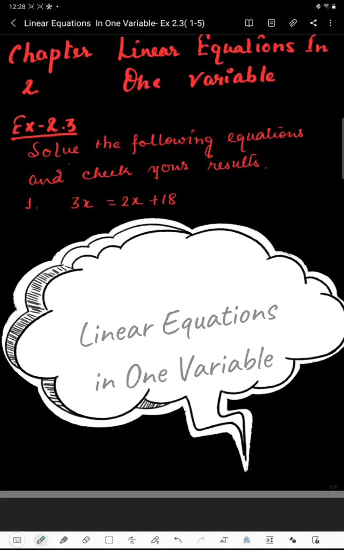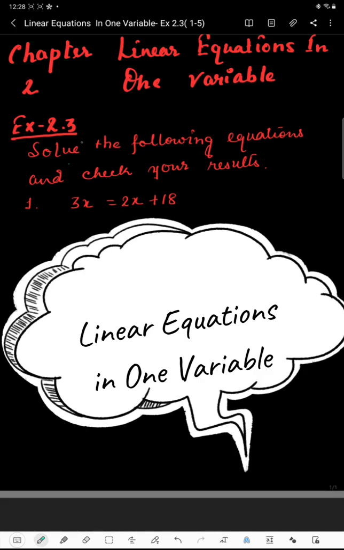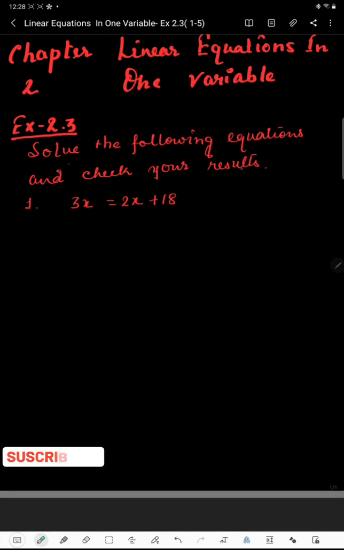Hello everyone, now I'm going to start exercise 2.3 question number 1. Solve the following equation and check your result. In this question we have 3x is equal to 2x plus 8, and the rule to solve this is we will always keep the variable on the left hand side. Here the variable is x, so we will keep it on the left hand side.